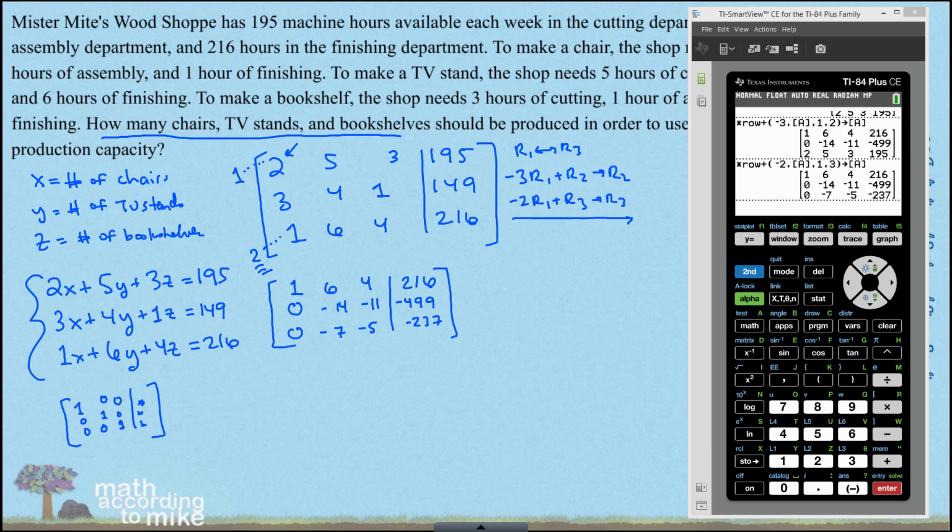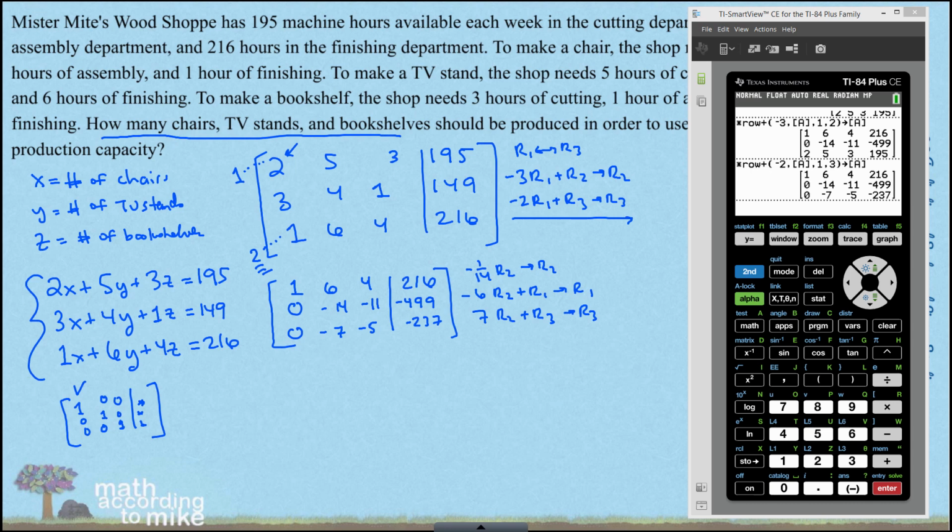Okay, so our first column is done. Check. So we'll now move on to the second column. We'll make our 1 and then we'll make our zeros. So where that negative 14 is at, we need a 1. So we can say negative 1/14, row 2 becomes row 2. Now assuming that negative 14 is a 1, how do we knock out that 6? Negative 6, row 2 plus row 1 becomes row 1. And again, assuming that negative 14 is a 1, how do we knock out that 7? 7, row 2 plus row 3 becomes row 3.